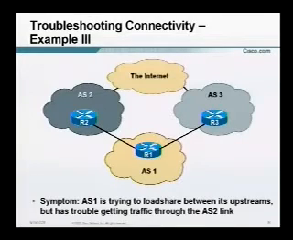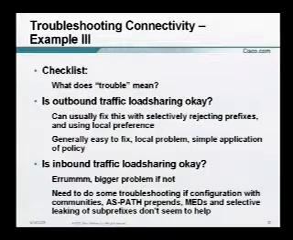Okay, what about this third example? AS1's trying to load share between its upstreams, but has trouble getting traffic through the AS2 link. Well, you have to try and define what trouble means. Getting a report from a customer saying "trouble" is like, well, yeah, information please. Is the outbound traffic load sharing okay? You can usually fix this by selectively rejecting prefixes. That's all multi-homing, not really a troubleshooting thing. That's trying to configure multi-homing, and that's easy to fix. Inbound traffic load sharing is harder to do.